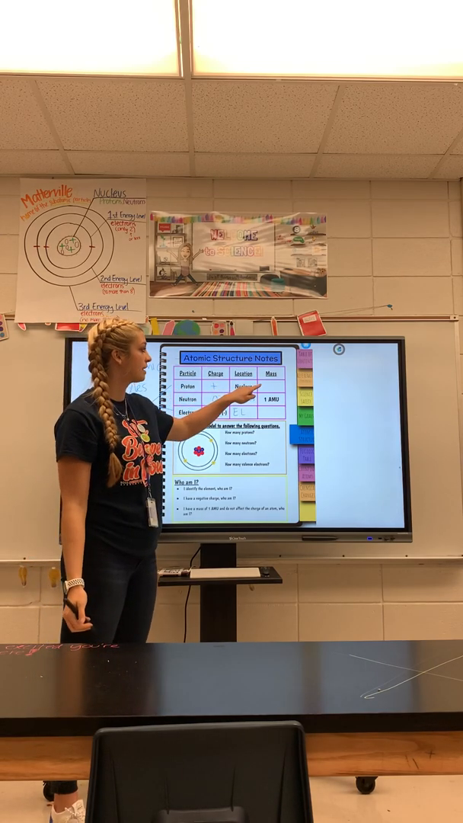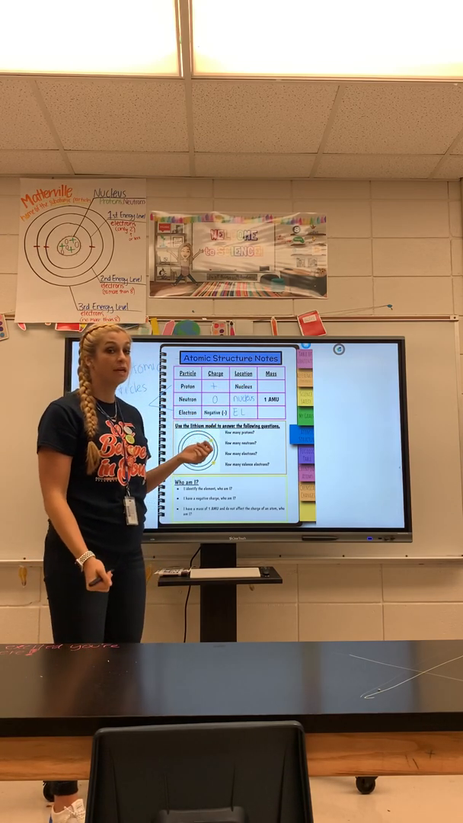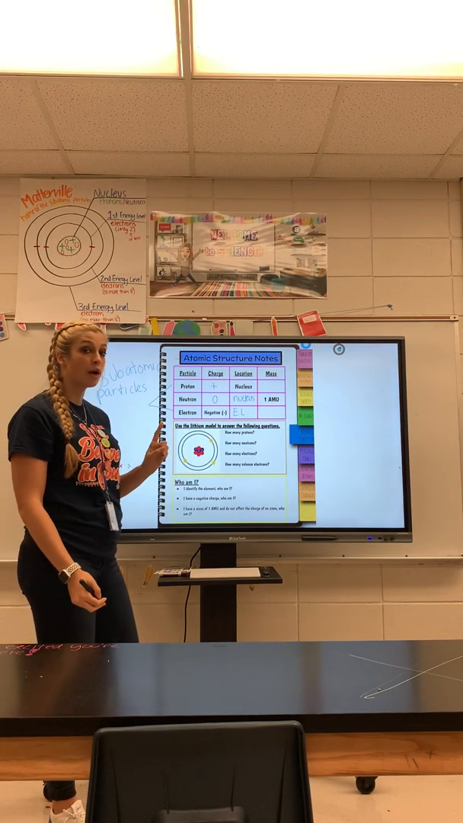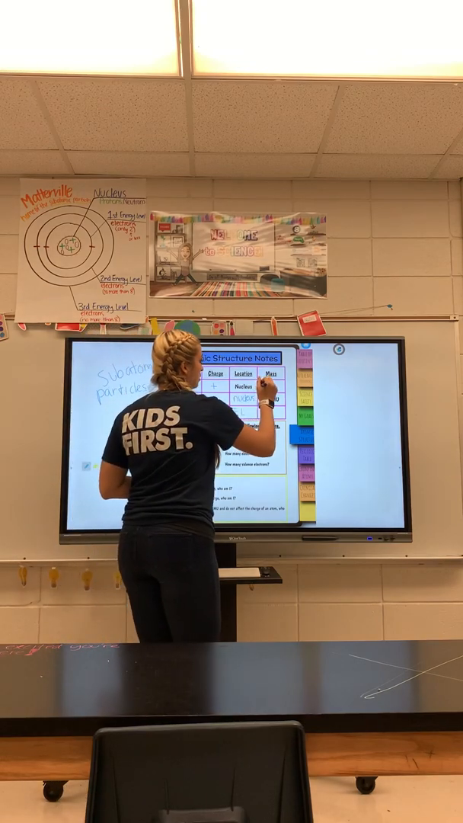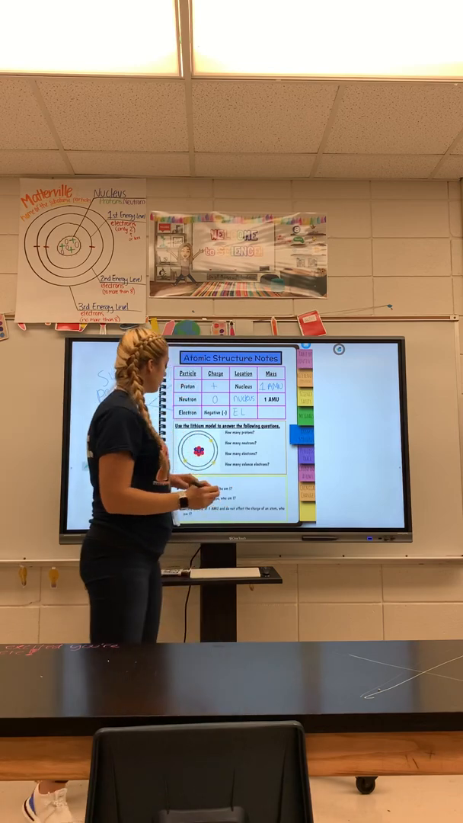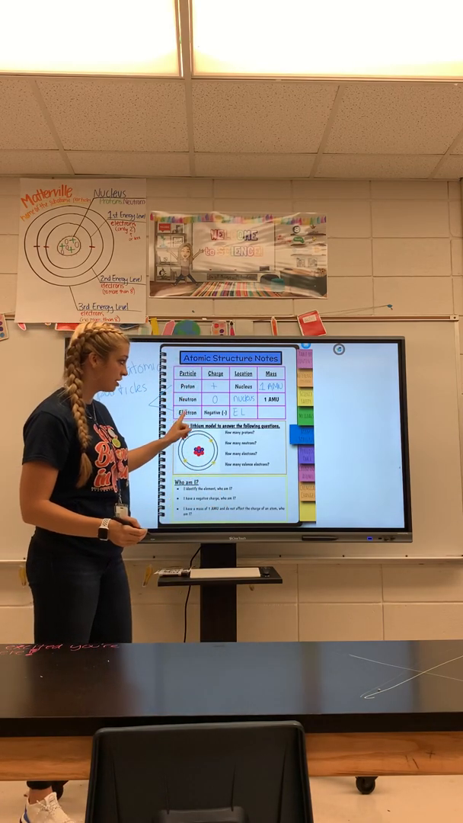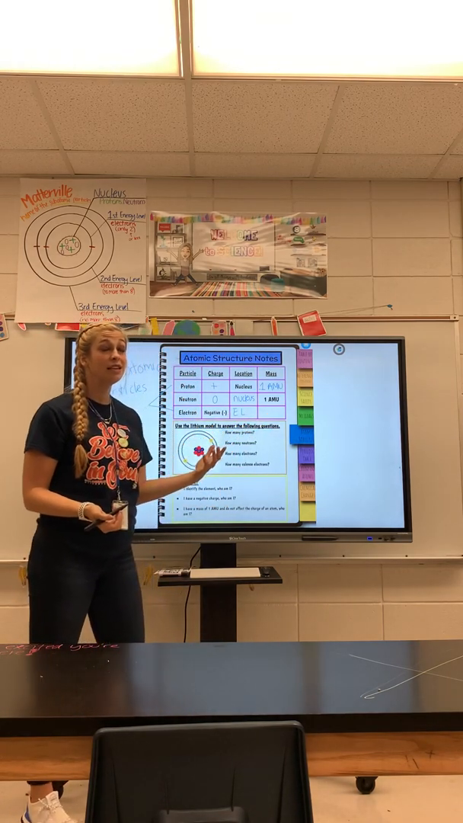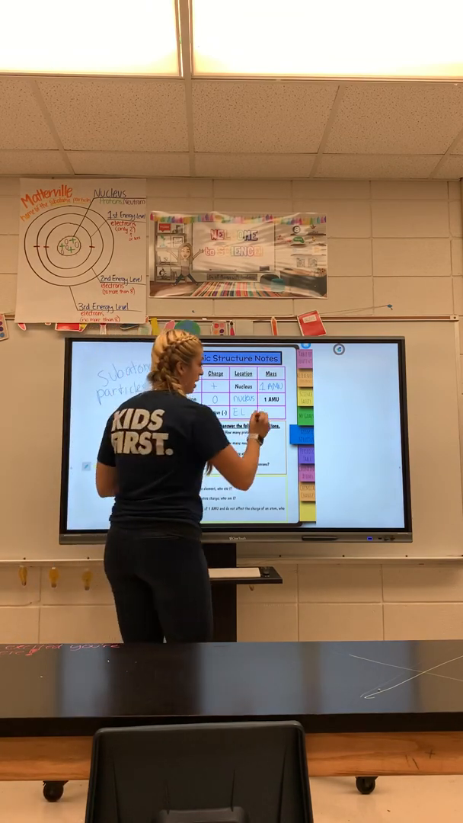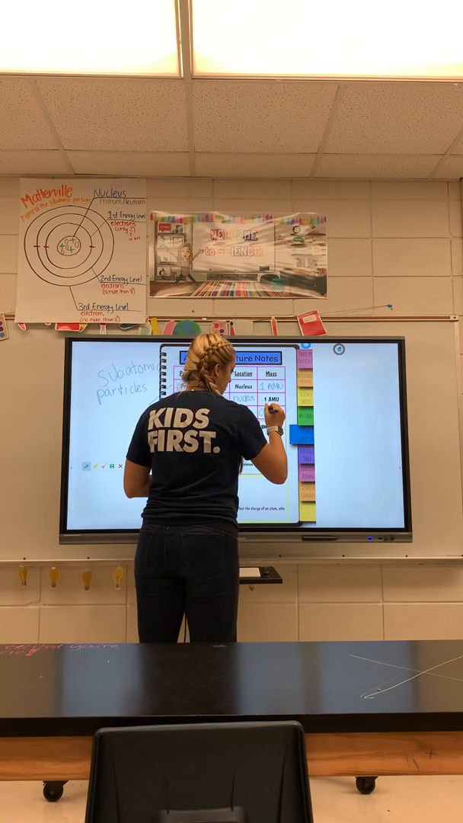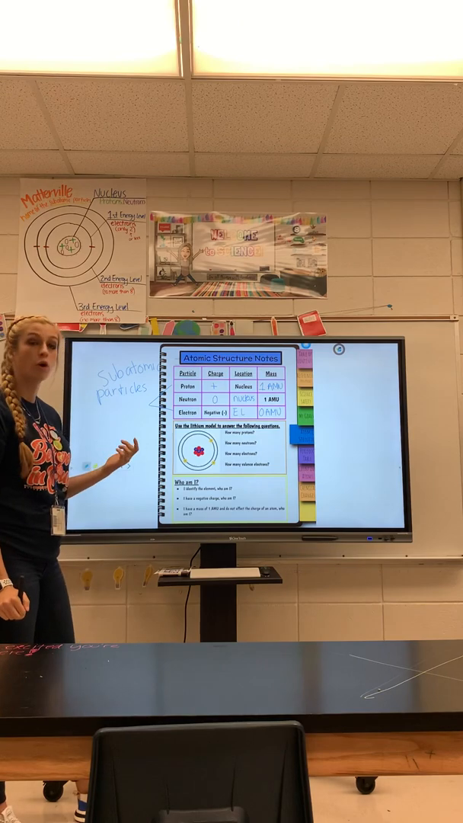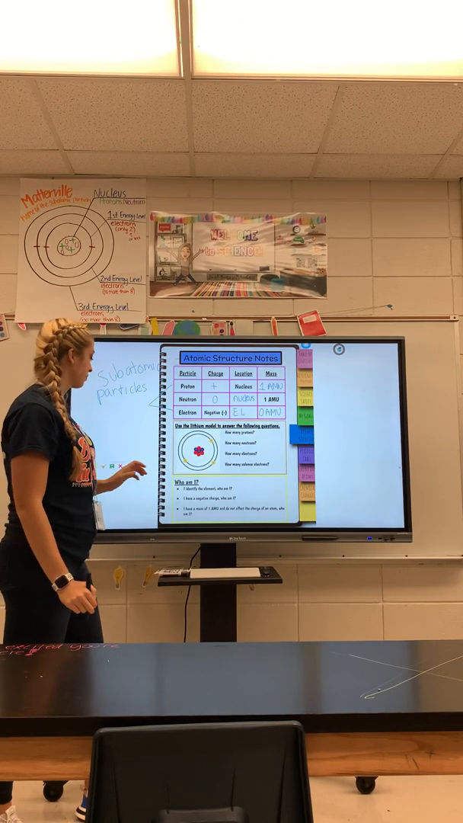Now let's fill in the mass. For the mass of a proton, we could say big, but we can be more specific. We're going to say 1 AMU. For the mass of electrons, we could say teeny tiny, but we're going to be more specific. We're going to say 0 AMU, or almost no mass at all.